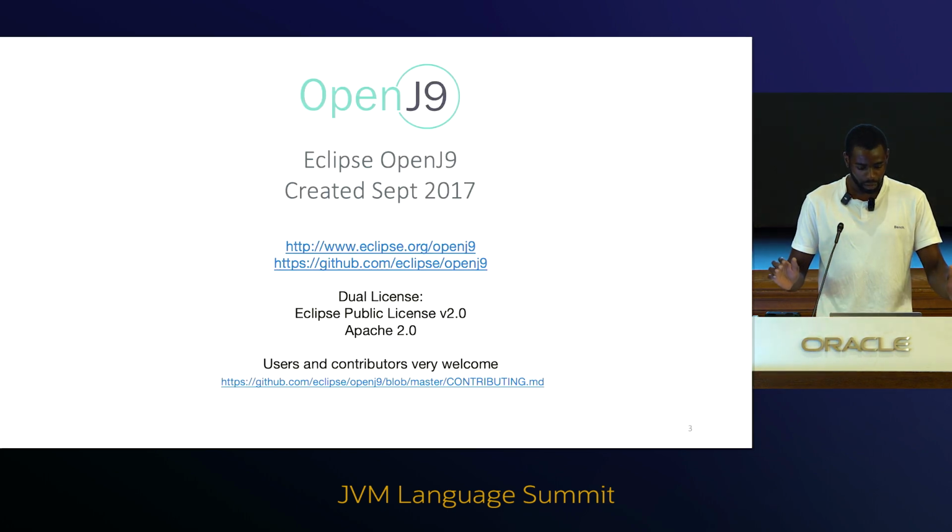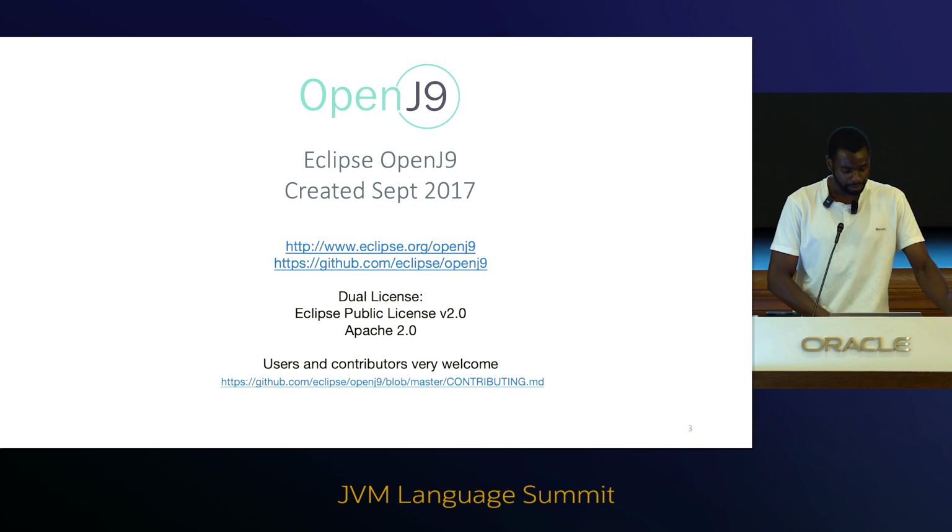For those who don't know what OpenJ9 is, it's basically the open source version of the IBM SDK. And now there's a downstream product called CRIU, so same thing. CRIU is just a branded name, but it's all based on OpenJ9.